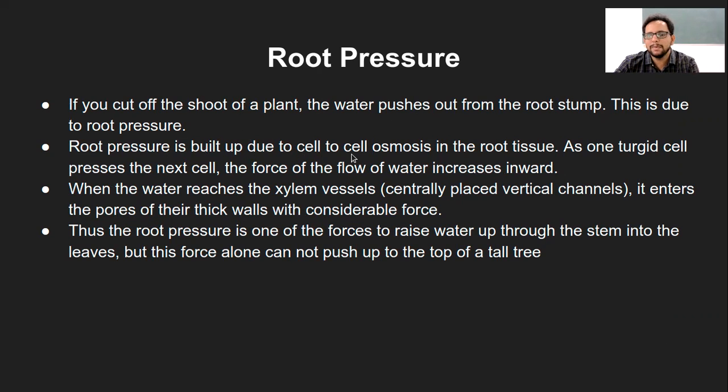Root pressure is built up again due to the cell to cell osmosis in the root tissue, as one turgid cell presses the next cell, and the force of flow of water is increased inward, towards the xylem tissue from the epidermis. When the water reaches the xylem vessel, that is centrally placed in vertical channels, vertical channel as in xylem and phloem, they are like upright tubes, it will enter the pores of their thick walls with considerable force.